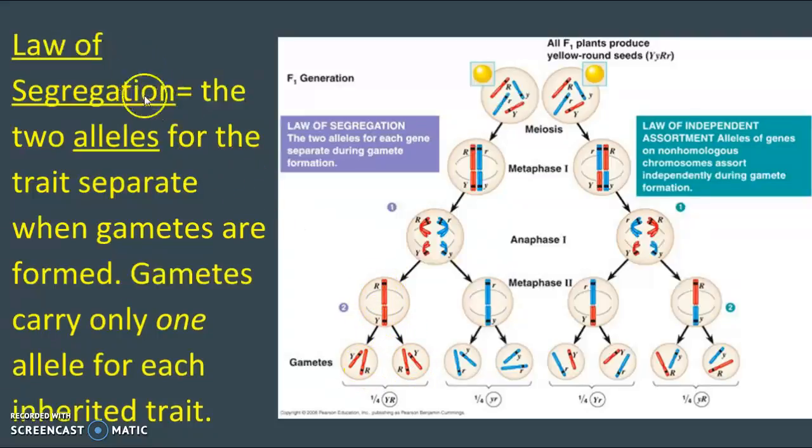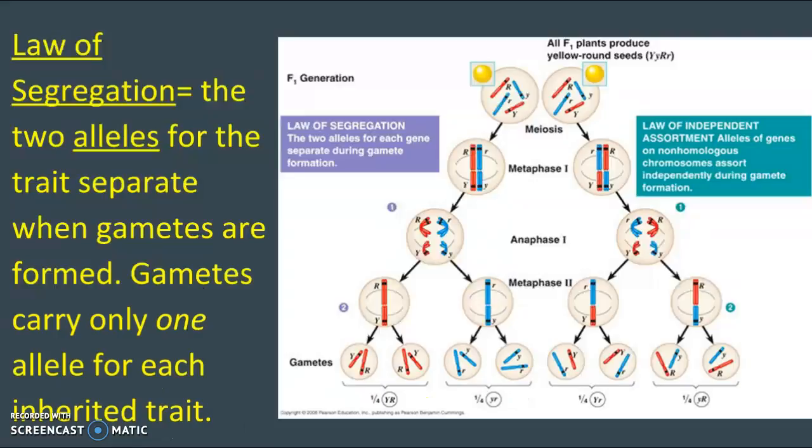So let's read it again. The law of segregation: two alleles for a trait, like big R, little r, separate when gametes are formed. So you don't get a big R, little r in these gametes. They separate. There's a big R here, a big R here, a little r here, and a little r here. So this is like one parent forming gametes right here. Gametes carry only one allele for each inherited trait.